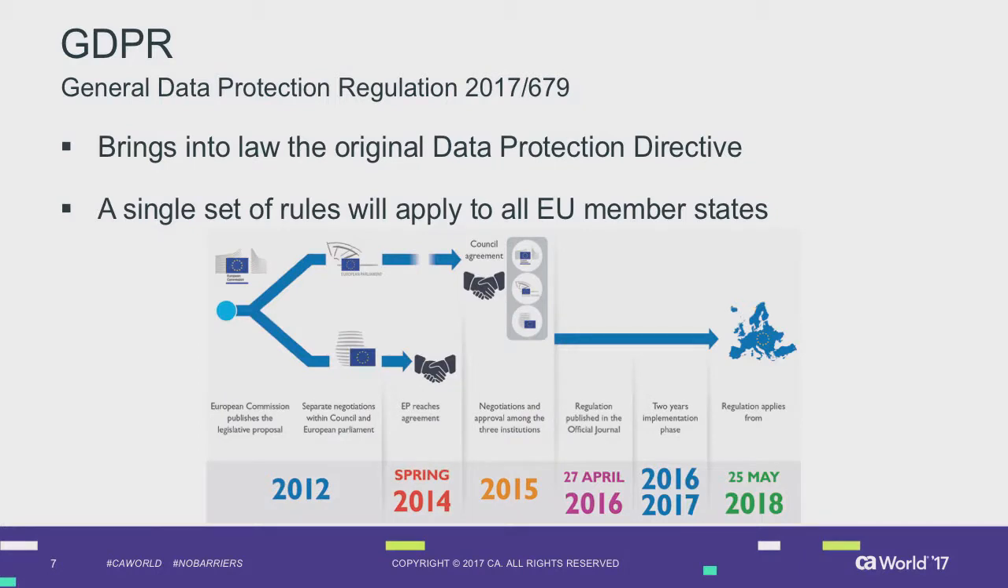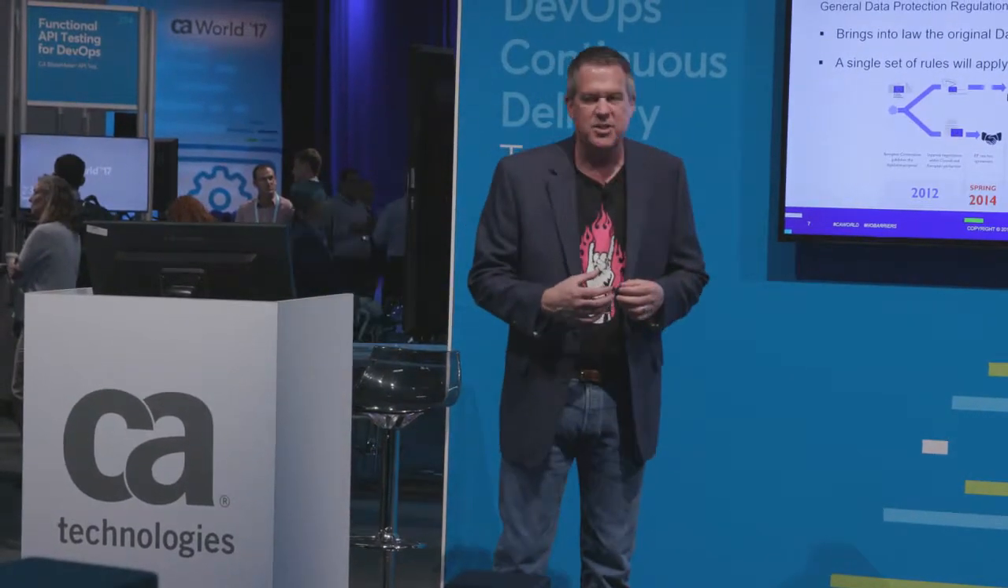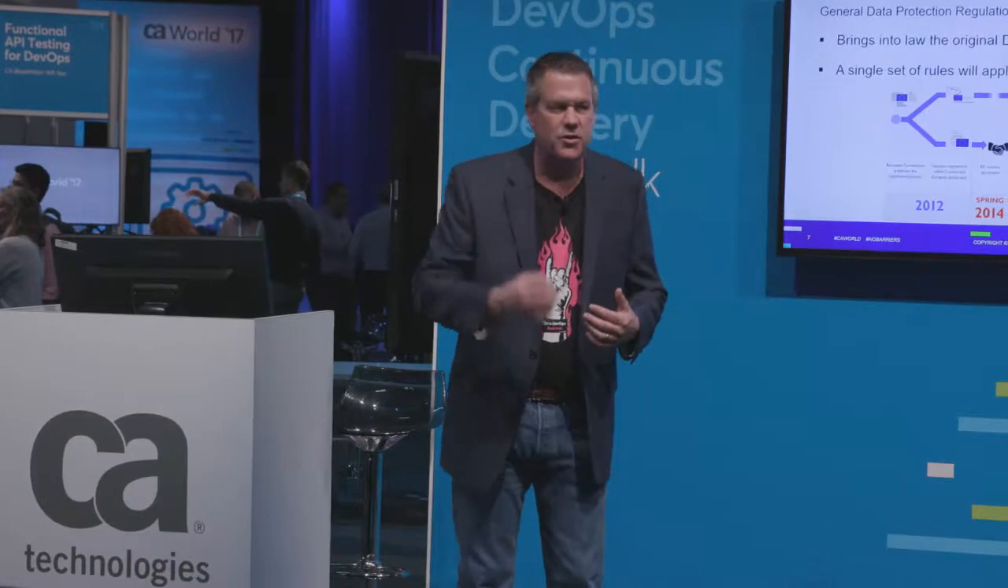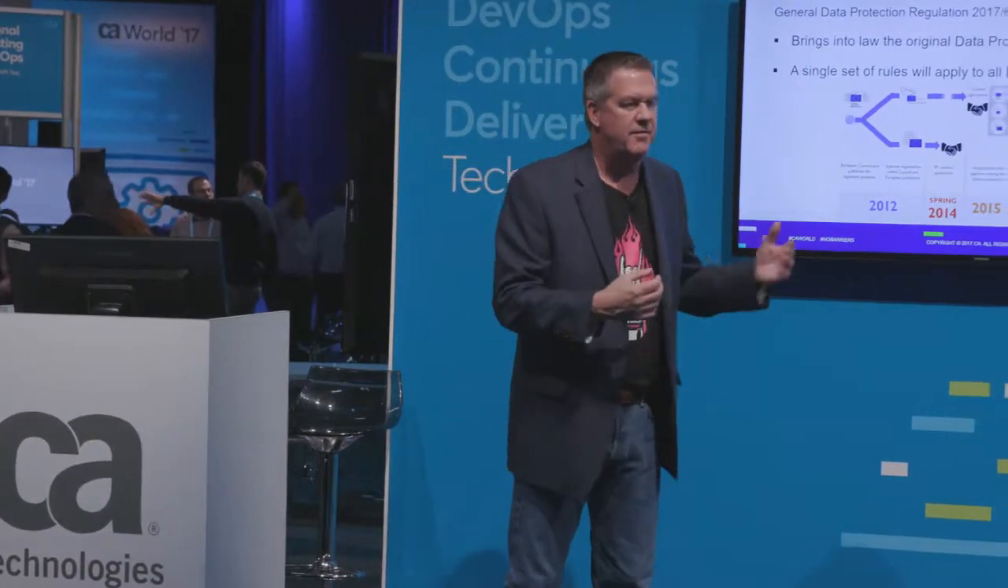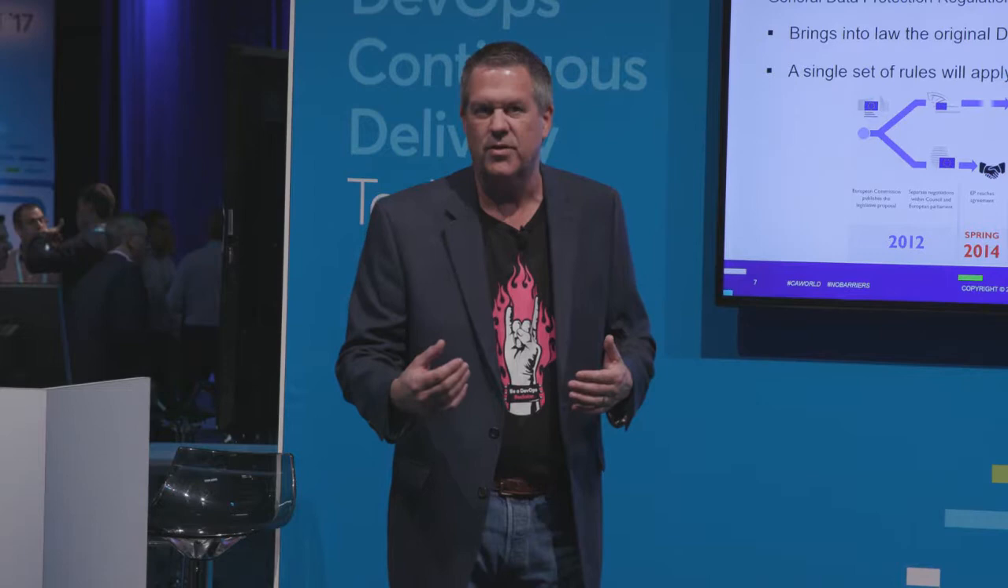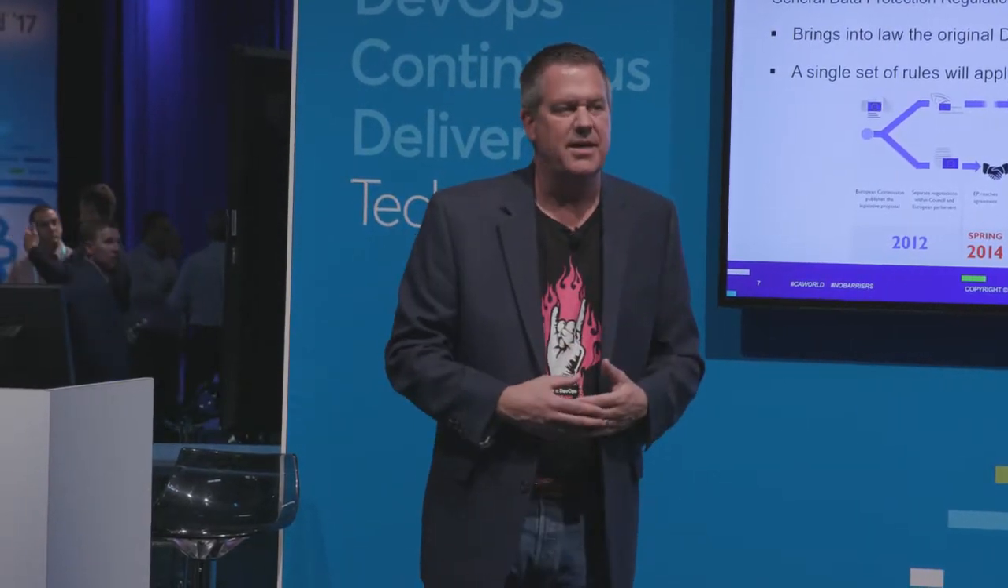So GDPR brings into law the original Data Protection Directive, which was back in 2012. And it's basically a single set of rules that apply across all of the EU. Now, why are we talking about it here in North America? It's because the General Data Protection Regulation reaches over to any company that is managing citizens' data from the EU. So if you're an international, multinational company, and you have a database that is managing user information, personal information, of EU citizens, then this law applies to you. So it doesn't matter what company you are, even if you're based here in North America, if you're managing EU citizens' data on a database, you are subject to this particular regulation.